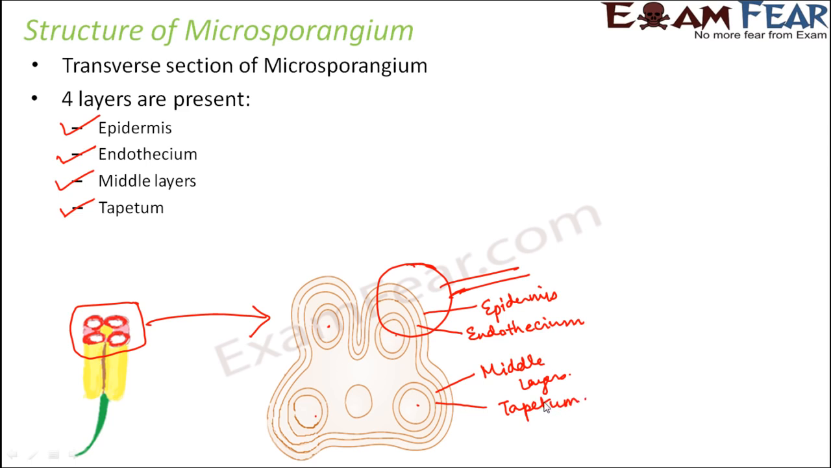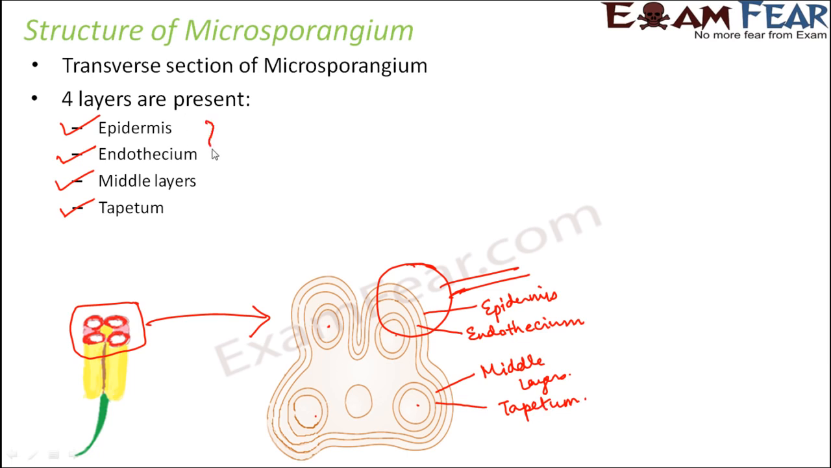So these are the 4 layers which surround the microsporangium. Now, what is the purpose of having so many layers? Because the microsporangium is extremely delicate. What is the purpose of the male reproductive organ? To produce male gametes. And which part of the male reproductive organ produces the male gamete? It is the microsporangium. So just understand how significant it is. So it needs a lot of protection.